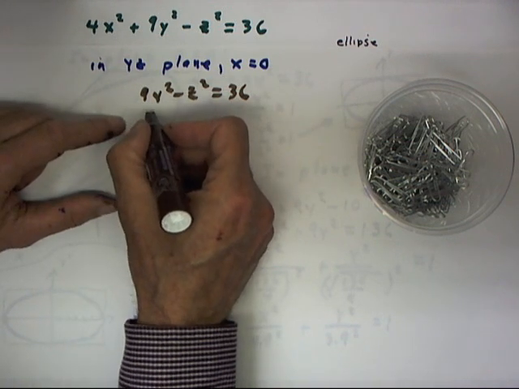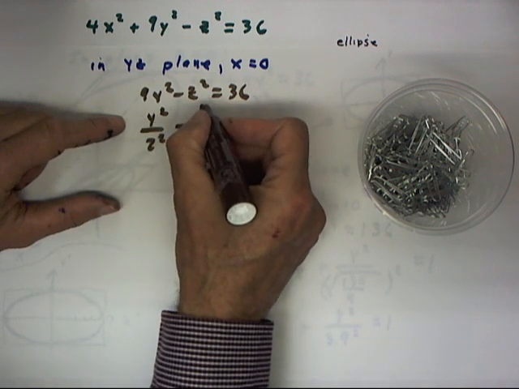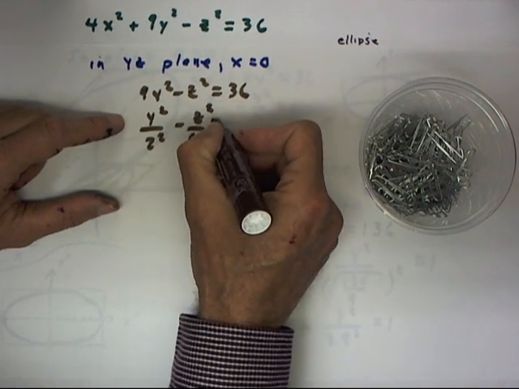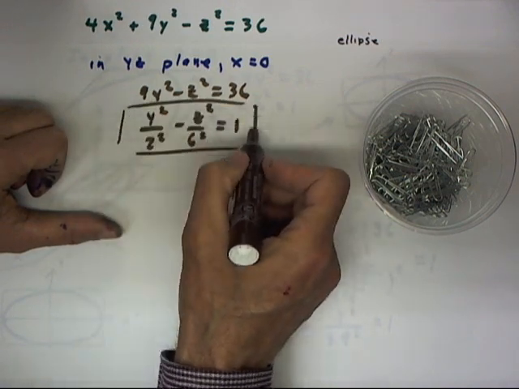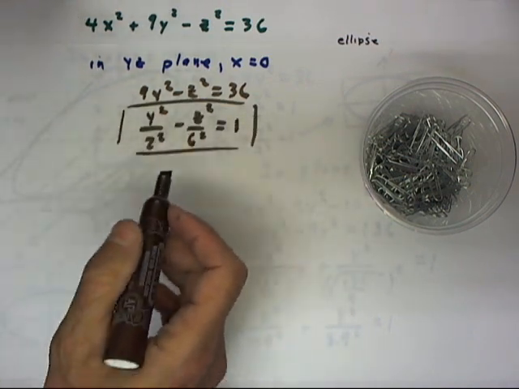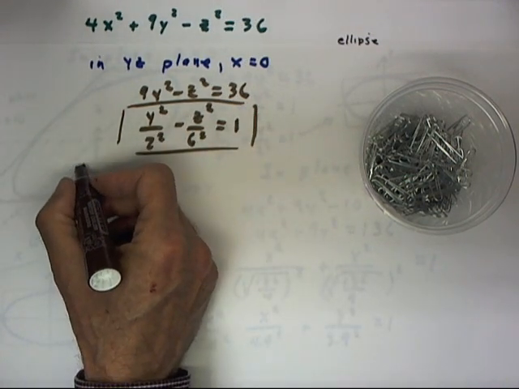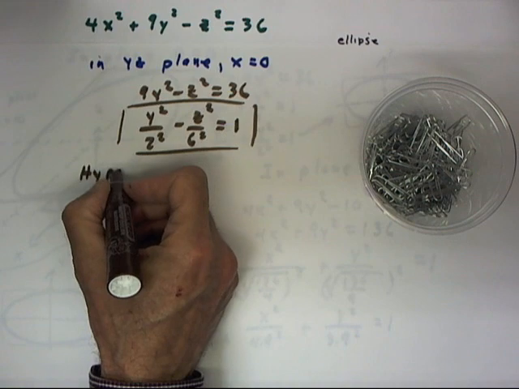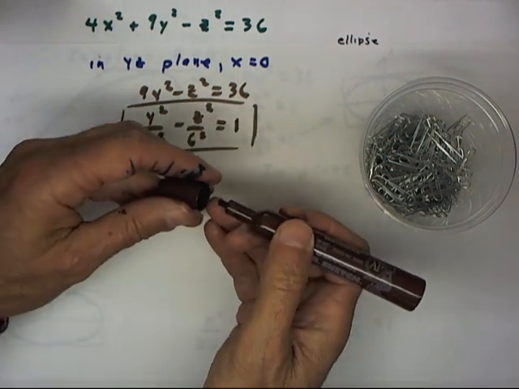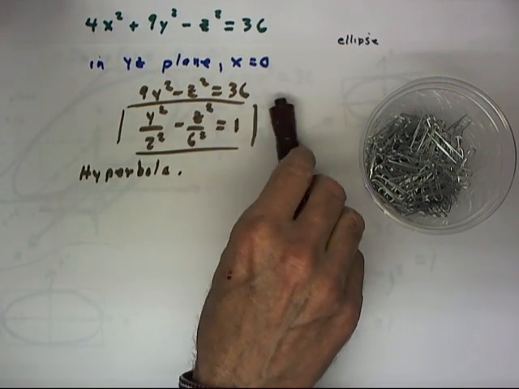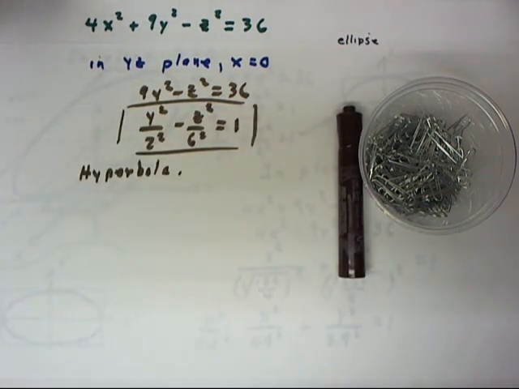Putting this into standard form, we're going to end up with y squared over 2 squared minus z squared over 6 squared equals 1. Again, I'm not going to go through the details of that rearrangement because we want to see what happens. Now we know that this is a hyperbola, and we can draw the rectangle representing this hyperbola in the YZ plane.